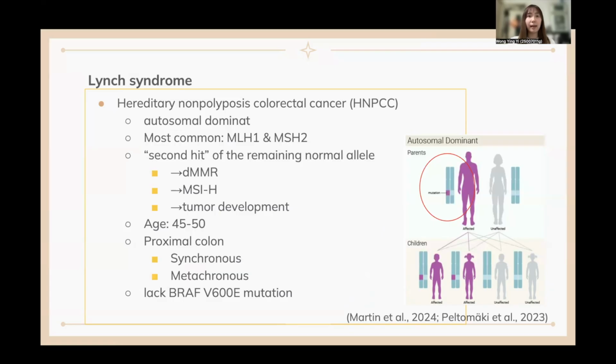Lynch-associated MSI high colorectal cancer typically occurs at an average age of 45 to 50, and the tumors are frequently located in the proximal colon and present with synchronous and metachronous tumors. These tumors commonly show poor differentiation, mucinous histology, and lack BRAF V600E mutation.